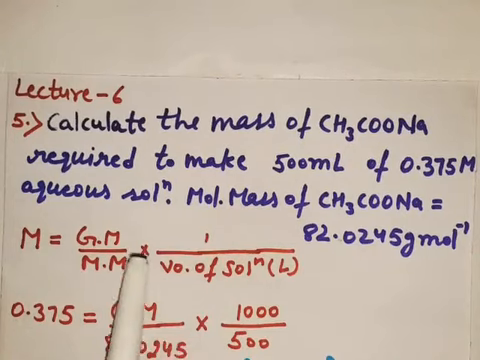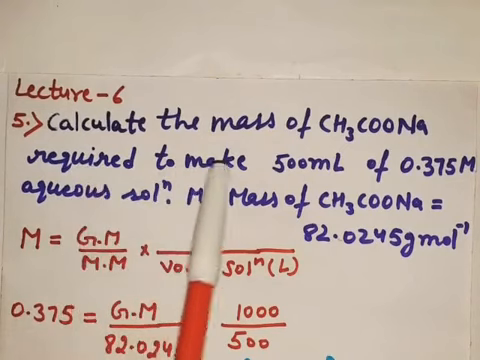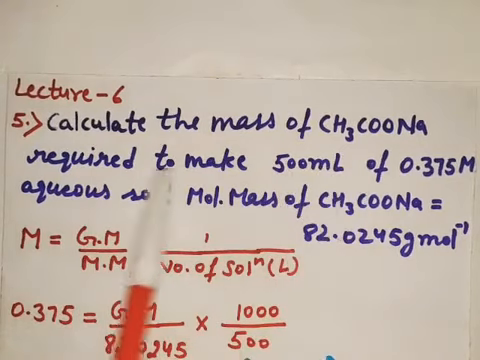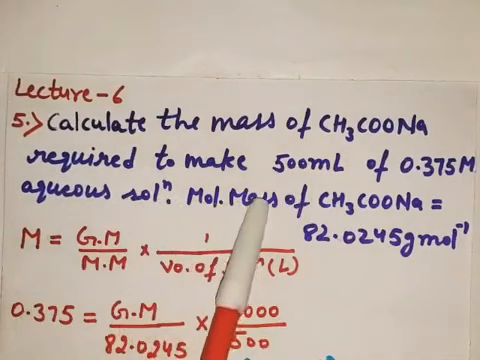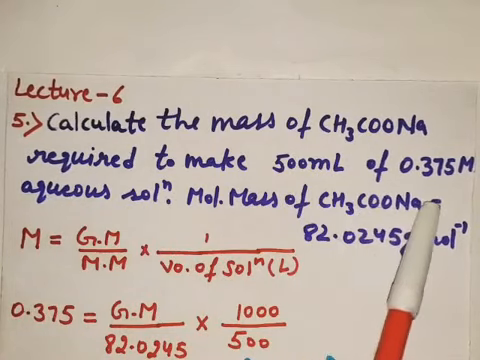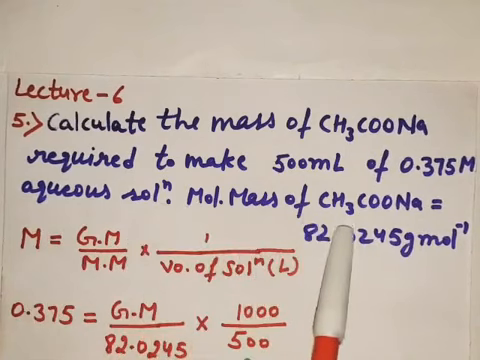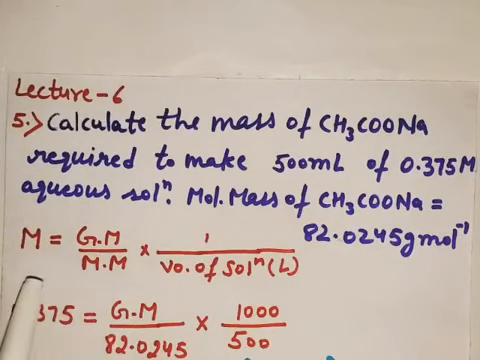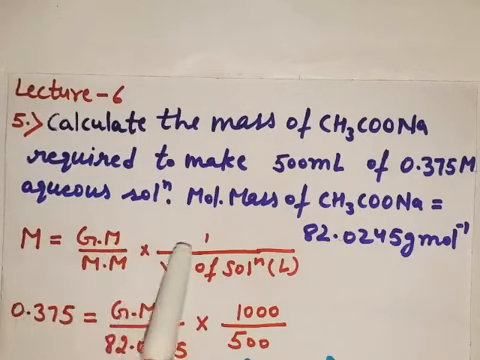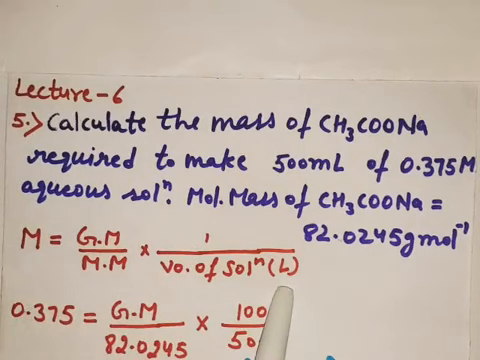So question number 5 is: calculate the mass of sodium acetate required to make 500 ml of 0.375 molar aqueous solution. The molar mass of sodium acetate is given, that is 82.0245 gram per mole. In this question, first of all, we will write the formula of molarity. Molarity is equal to given mass divided by molar mass into 1 by volume of solution in liter.